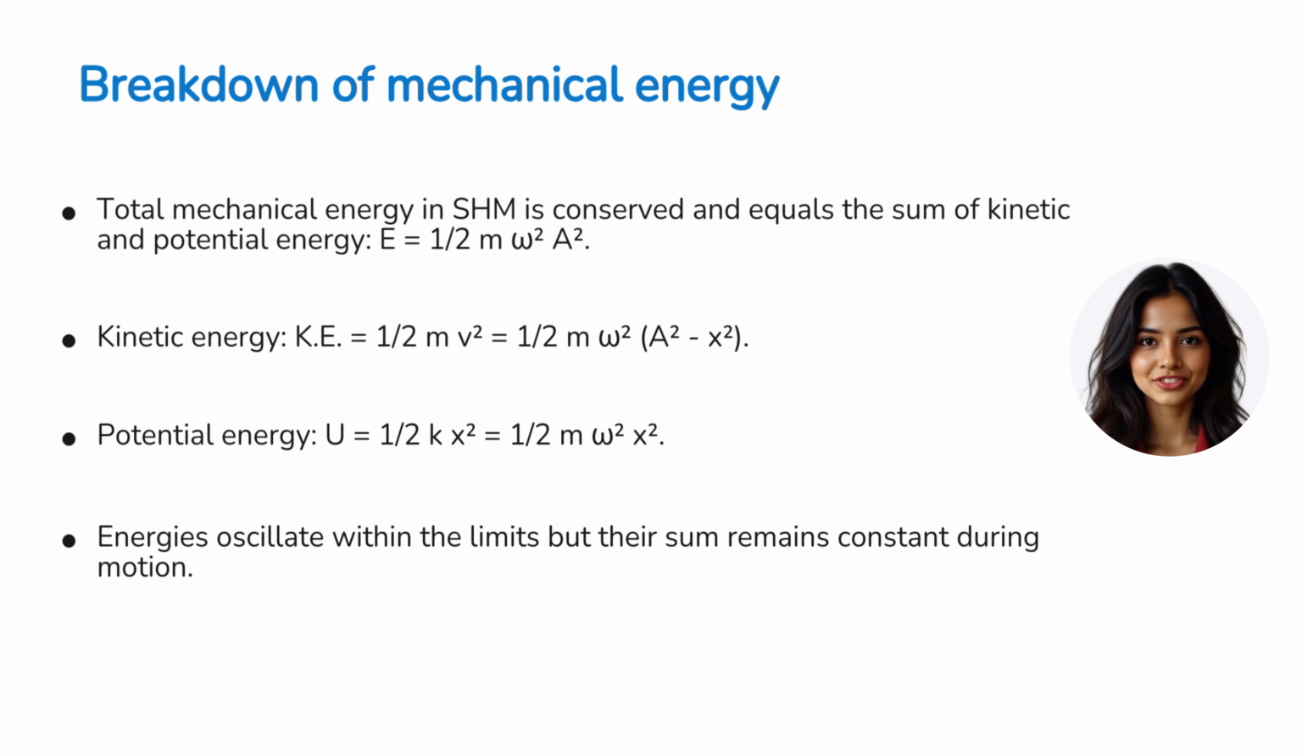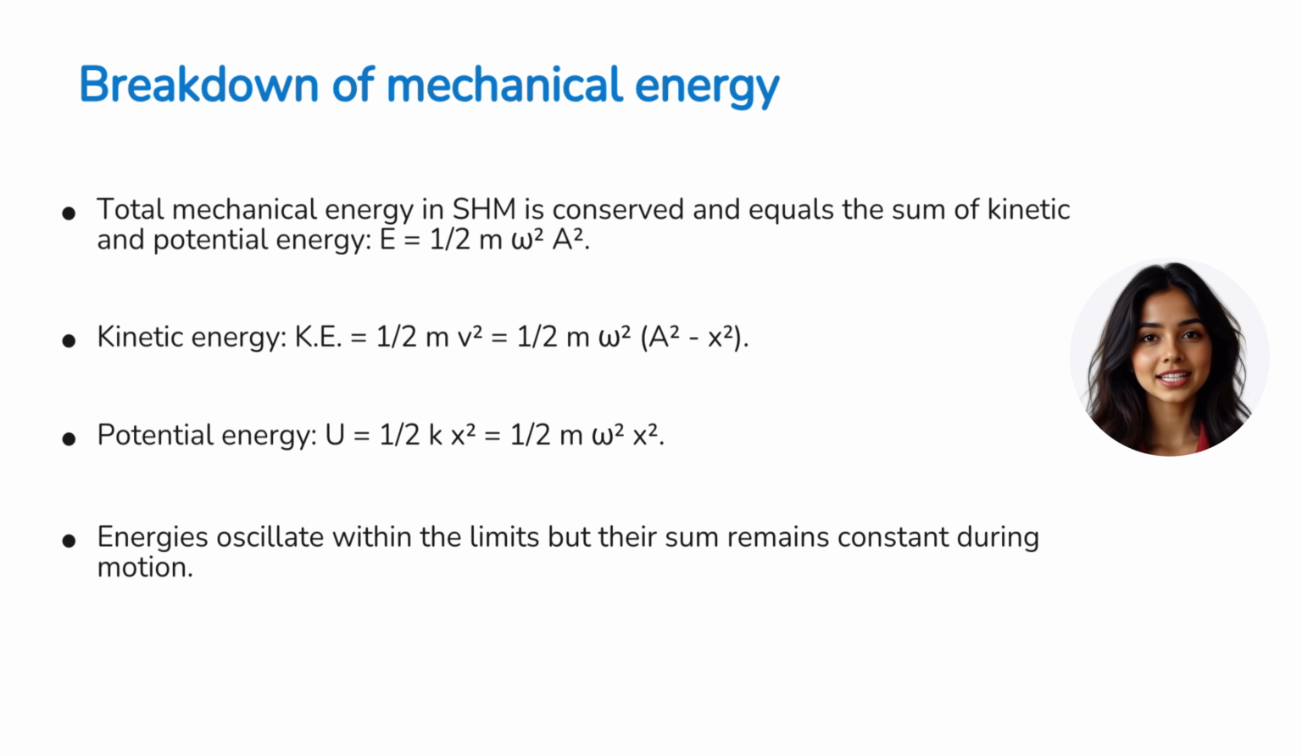Potential energy, stored due to displacement, is 1/2 times spring constant times displacement squared. Remembering that spring constant times displacement squared equals mass times omega squared times displacement squared, potential energy can be rewritten as half mass omega squared times displacement squared.